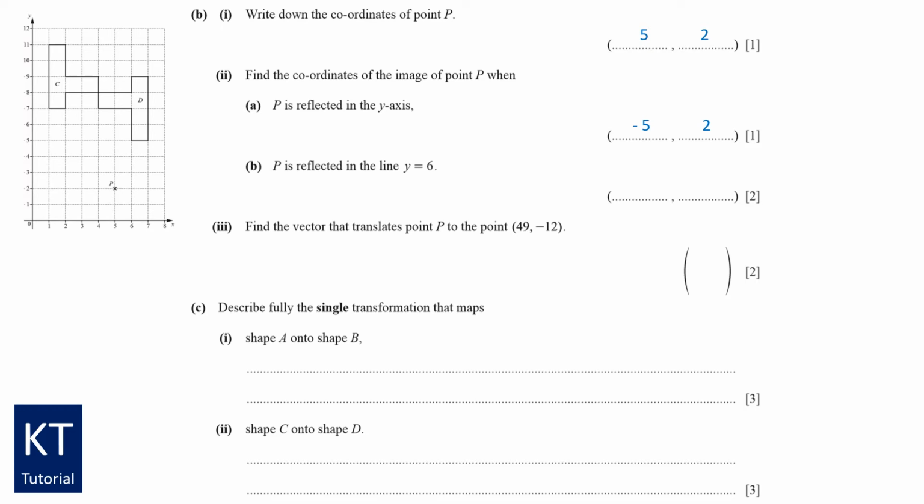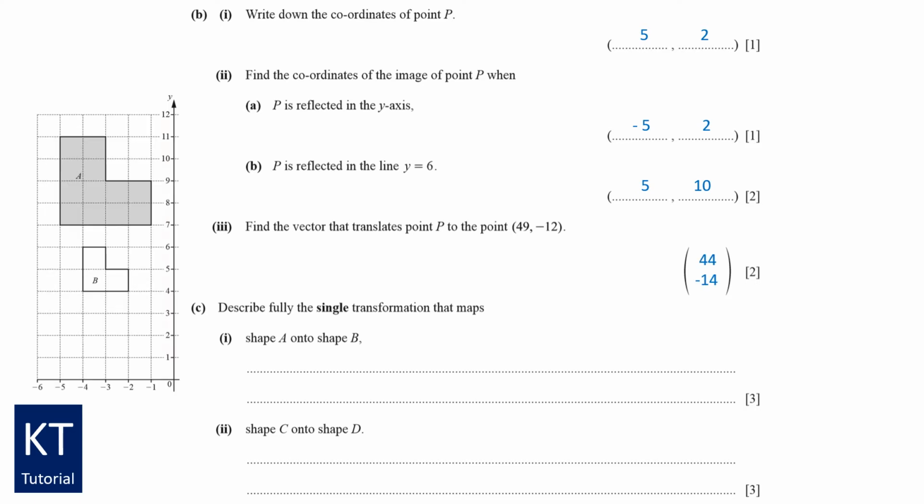Next, find the coordinates of the image of point P when P is reflected in the line y equals 6. The required coordinates is (5, 10). Next, find the vector that translates point P to the point (49, -12). The required vector is (44, -14).